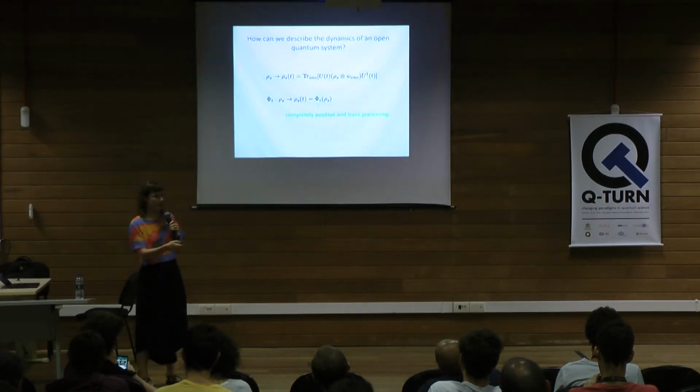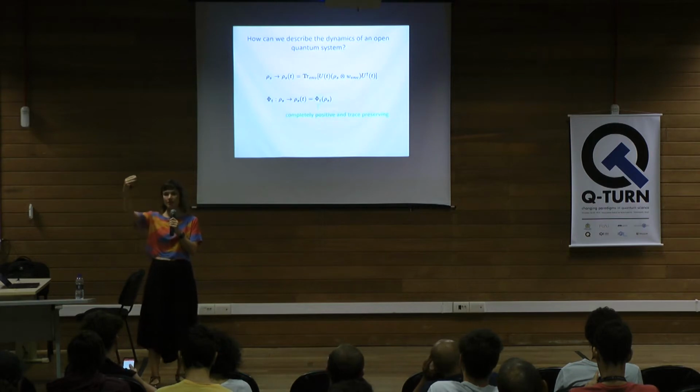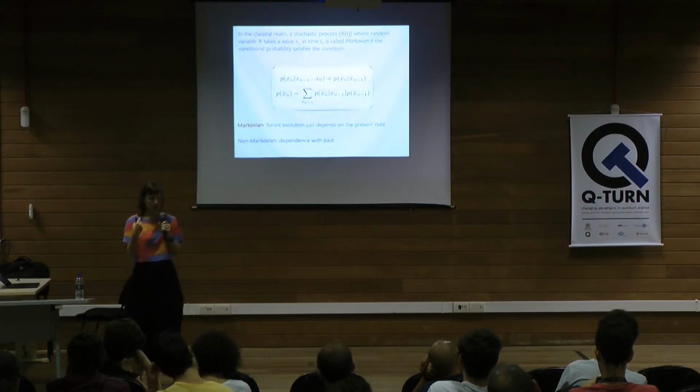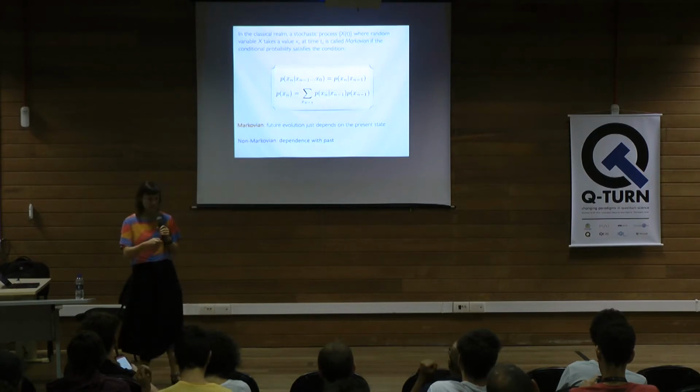So I think everybody knows this here, but we will be talking about maps because we are talking about dynamics. So we want this quantity to be completely positive and trace preserving, so that I'm guaranteed that I'm taking density matrices to density matrices. And how will we define if the dynamics is Markovian or non-Markovian?